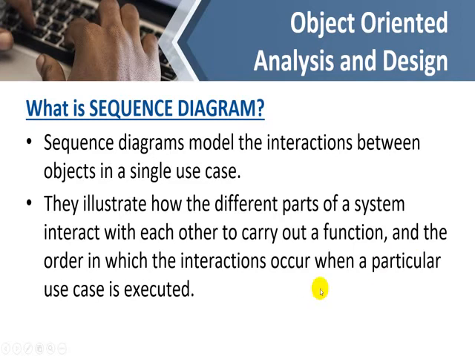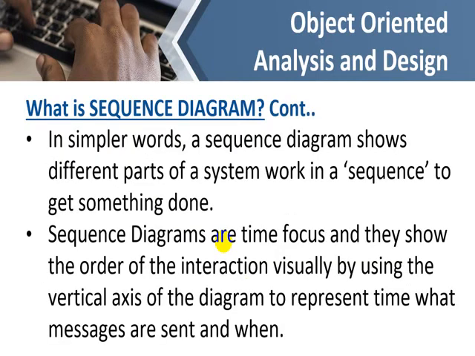These sequence diagrams illustrate how the different parts of a system interact with each other to carry out a function, and the order in which the interaction occurs when a particular use case is executed. So it will tell us about the different components, different objects that interact with each other. In simpler words, a sequence diagram shows how different parts of a system work in a sequence to get something done.